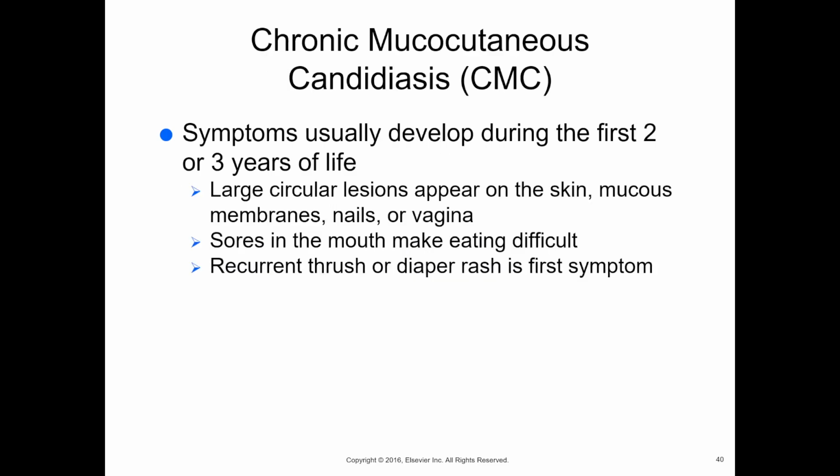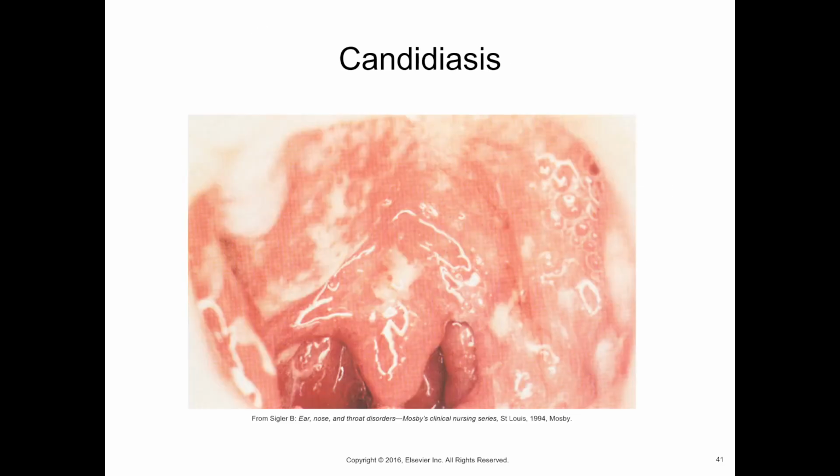Next, we have chronic mucocutaneous candidiasis. So candidiasis refers to infections related to candidal infections. These are fungal infections, essentially. In really severe forms of this, you actually get fungal infections in the respiratory tract, which is not normal, very dangerous. That's what candidiasis looks like. This is, I believe, in the throat.